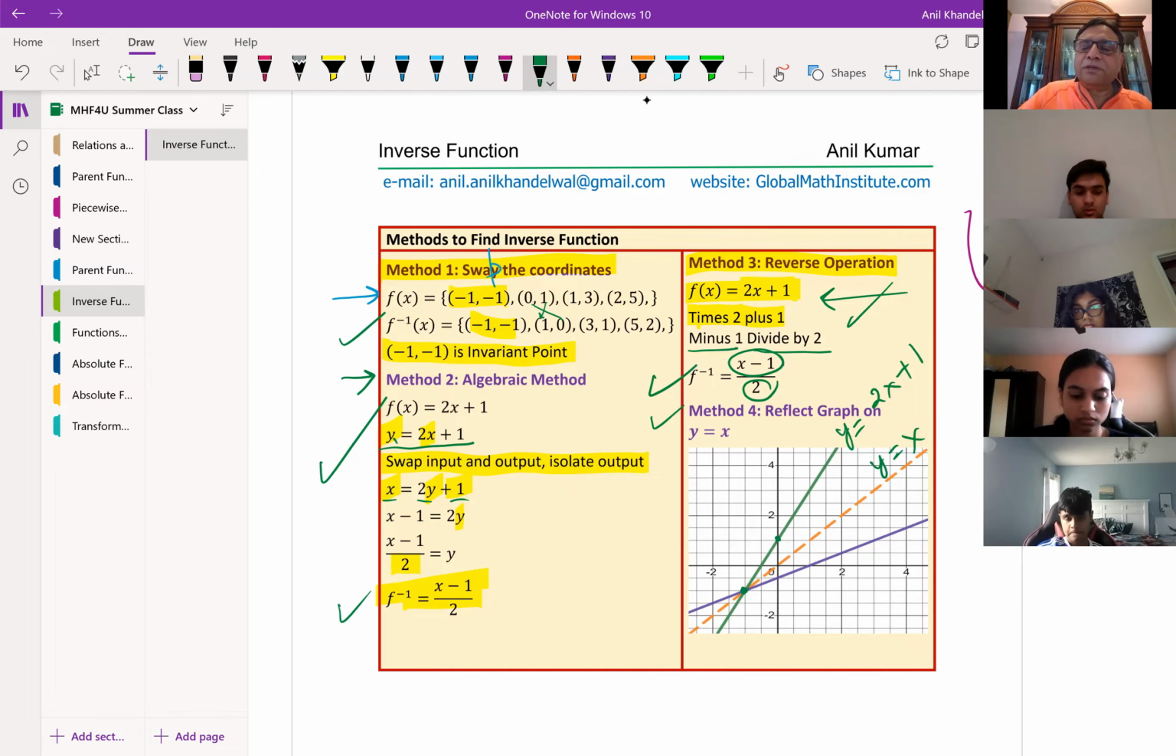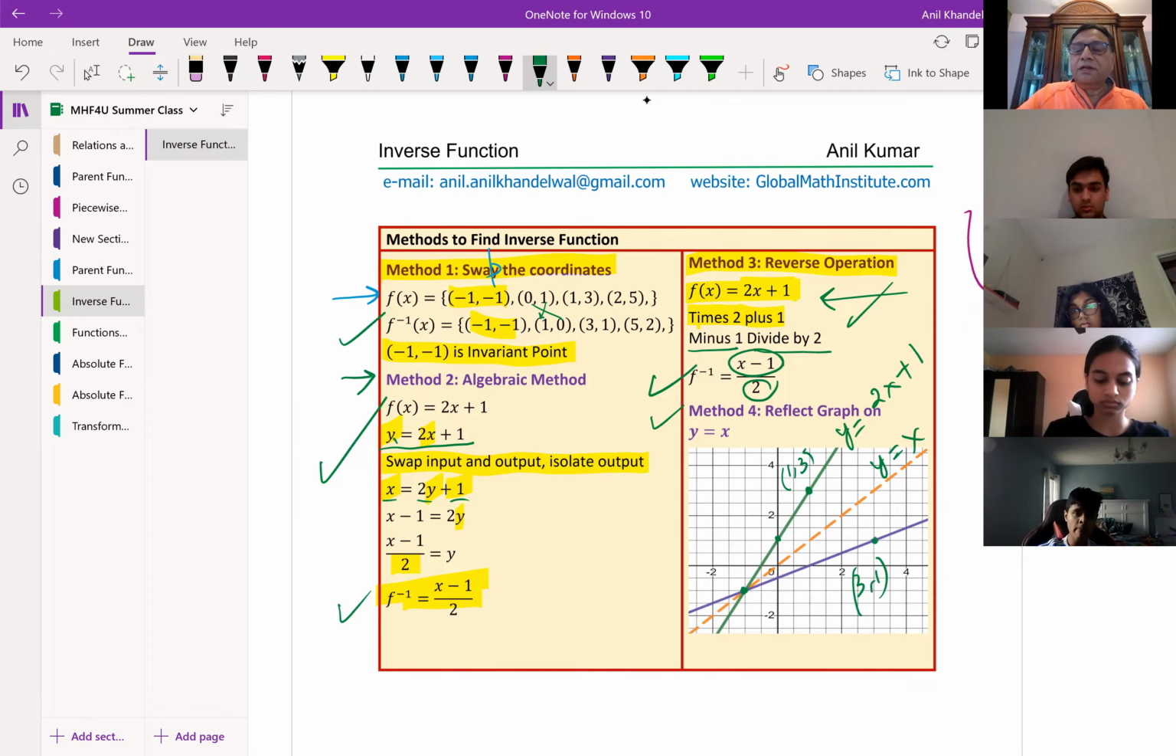Now, let's look into some other point. So for example, this point here is (1, 3), right? Now, (1, 3) inverse will be (3, 1). So go to 3 and then see where 1 is. There you go, right? So if I connect, I get my inverse function, straight line.